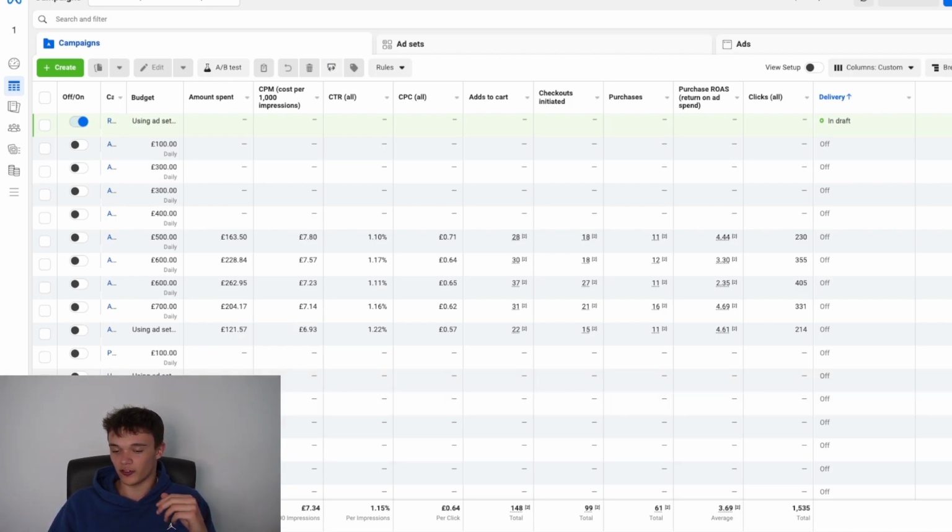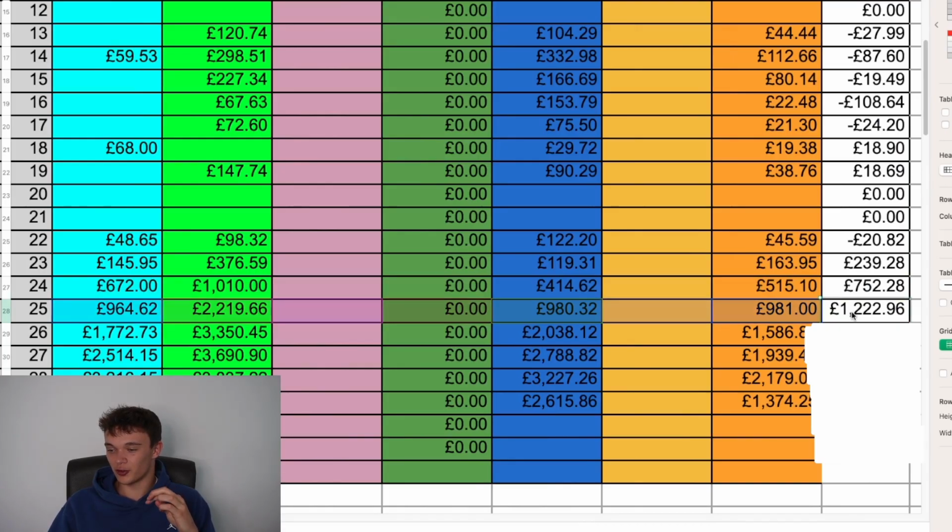So let's get into the profits. On day 4, we profited £1,222, with £981 of product costs, £980 of ad spend, and these are the revenues after fees in pounds. Now that is insane profit.